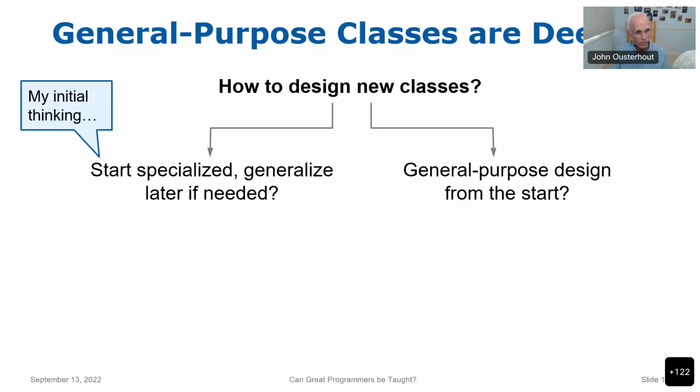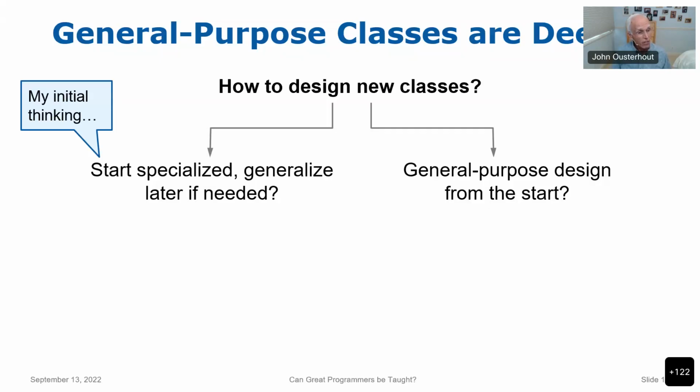And my initial thinking on this was that you should start off specialized. Since we don't know how the class is going to evolve, just build what you need today. And then if it turns out it's going to be reused, you want something general purpose, you can come back later and refactor it. Refactoring is an essential part of software design anyhow.